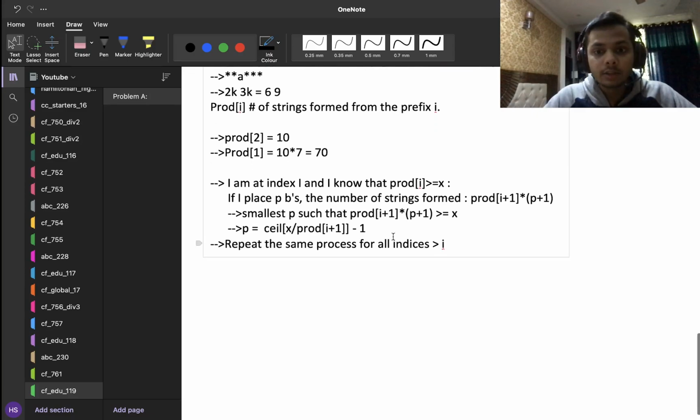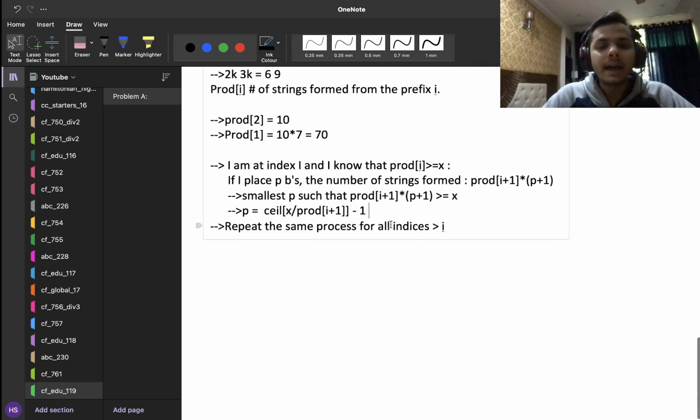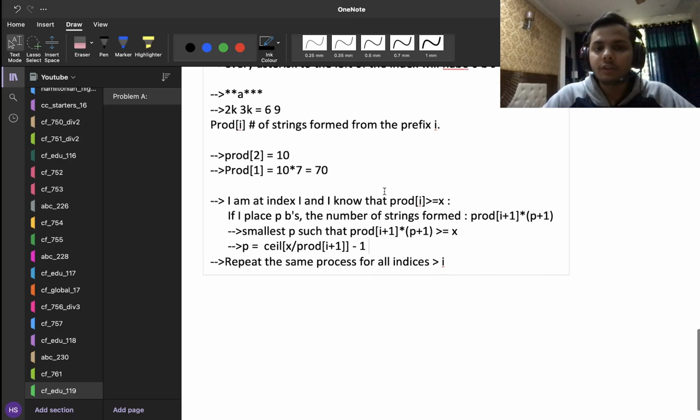Great. So this is how we are going to work. Once we find out the first index, we can easily figure out the total number of b's that we need to place at that index, and then we can repeat the process to all the indices which are greater than my index without worrying about whether the total number of b's that can be put are sufficient or not, because I'm sure they will be sufficient, right? So this is it for problem C.